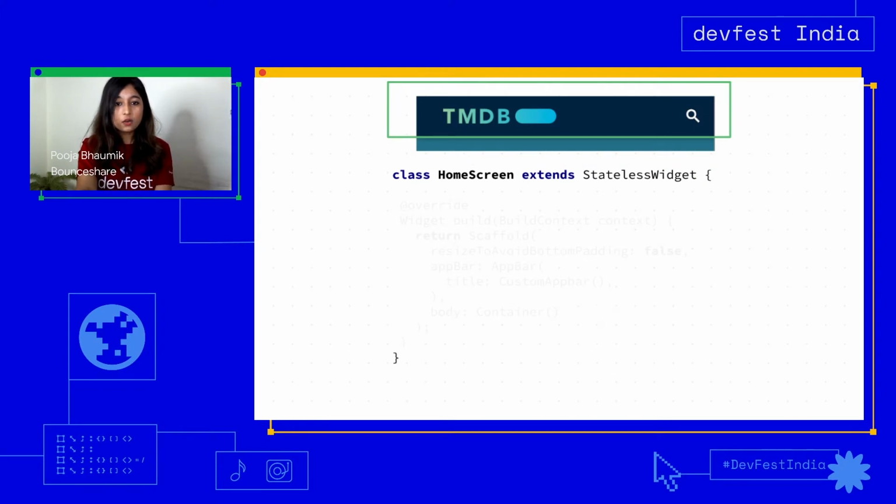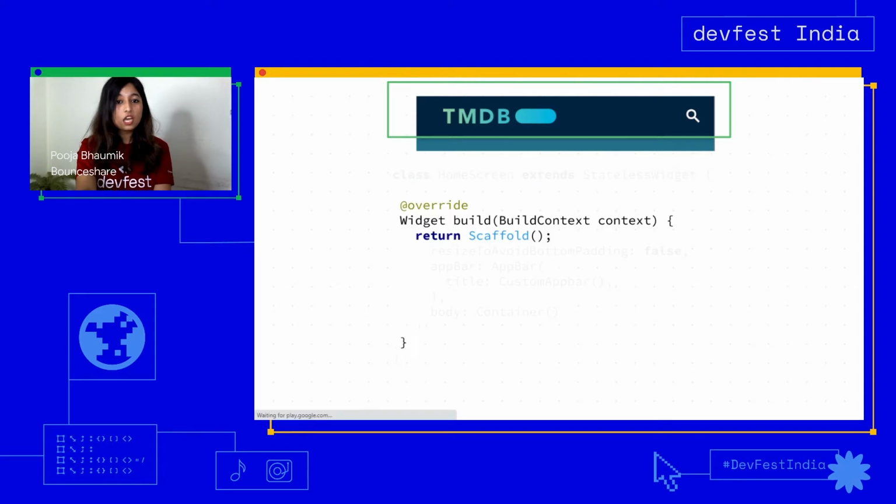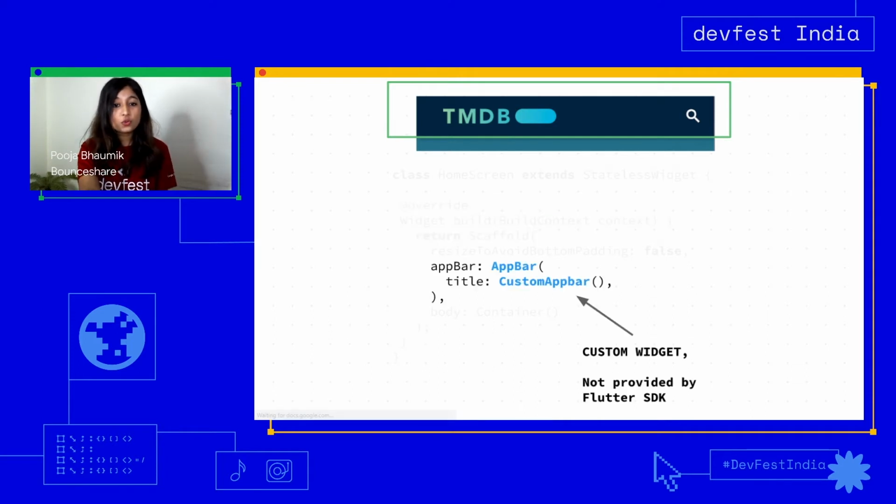At this point, we have the home screen created and it's a stateless widget. We discussed that there is going to be a build method that returns a scaffold, which is fine. And now we need an app bar. So yeah, this is a custom widget. It is not part of the SDK.